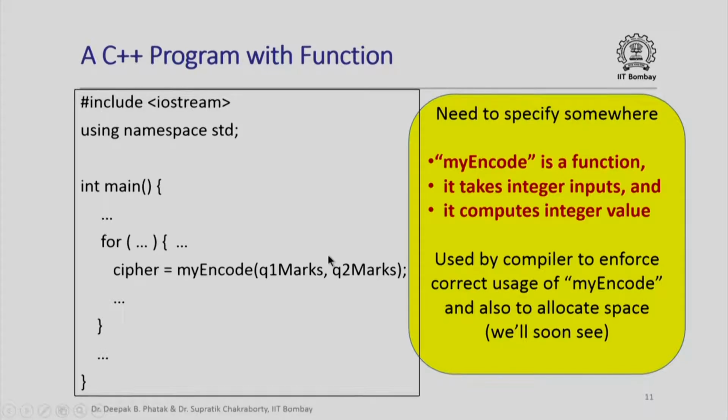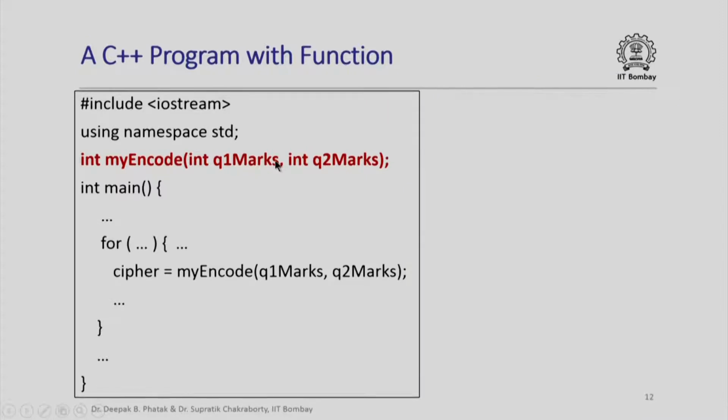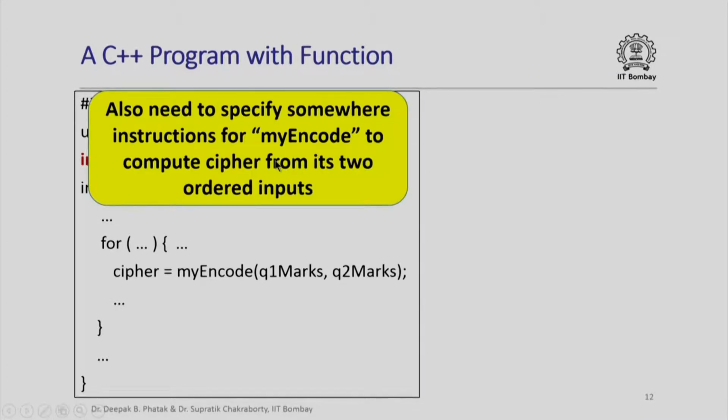So where does all of this specification of my encode come in? It comes in just like we declare variables. We have to declare that my encode is a function whose return value is of type int. It takes two arguments, we will call them q1 marks and q2 marks, and both of them are of type int. Well, having done that, we must still specify what the instructions my encode should execute in order to compute cipher from its two ordered inputs.